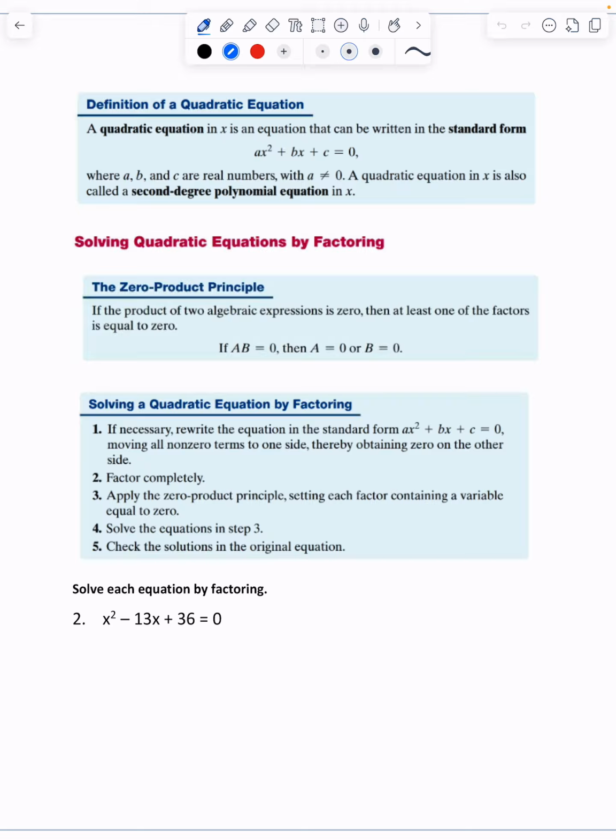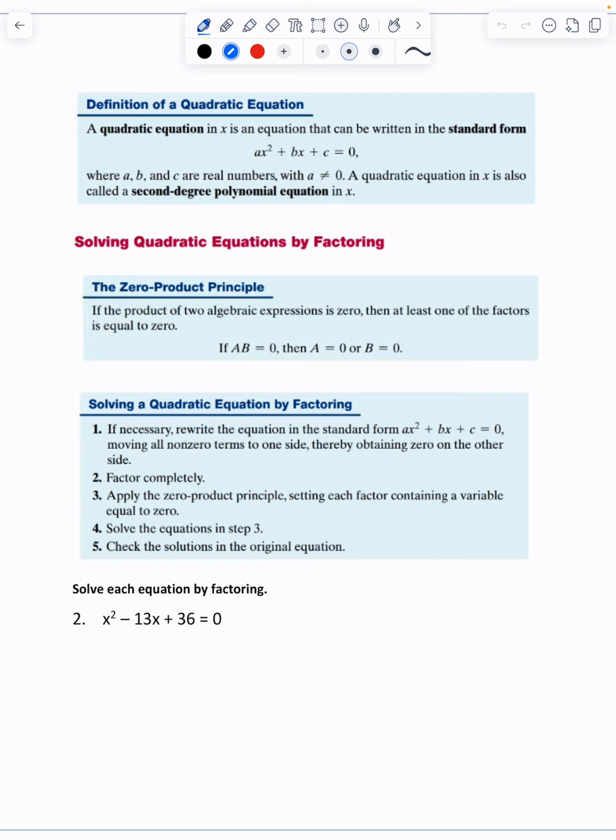And to do that, we need to review the zero product principle. The zero product principle says that if I take the product of two algebraic expressions and my answer is 0, then at least one of those factors has to equal 0. So that's sort of common sense. If I take two things and I multiply them together to get 0, then one of those has to be 0. So if AB equals 0, then A is 0 or B is 0. And we're going to use that concept to solve by factoring.